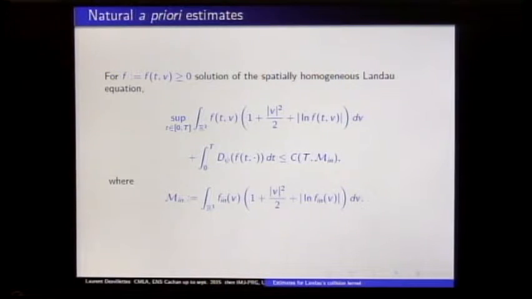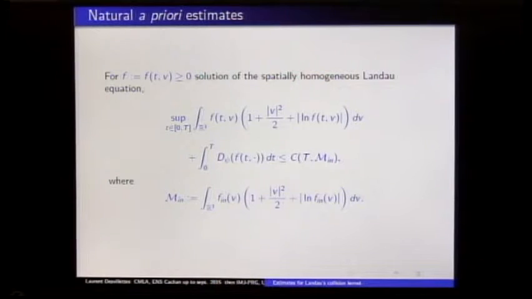So you have a natural estimate in L infinity in time with values in L1 in V, and in fact in L log L in V. And you also have that the entropy production is in L1 in time. This is a direct consequence of the previous inequality when you integrate between 0 and T. Actually, there is some work to do in order to get the modulus of the logarithm here instead of the logarithm itself, but it's really not very difficult.